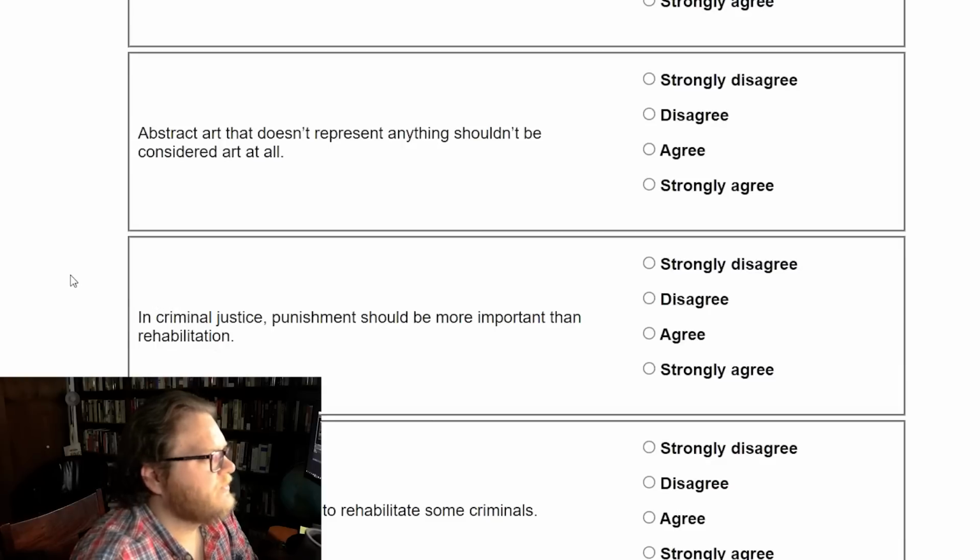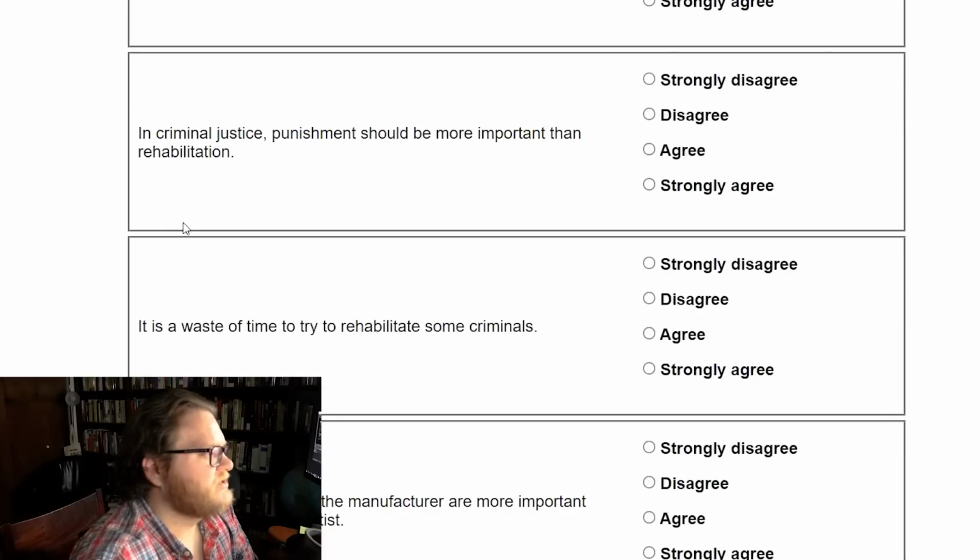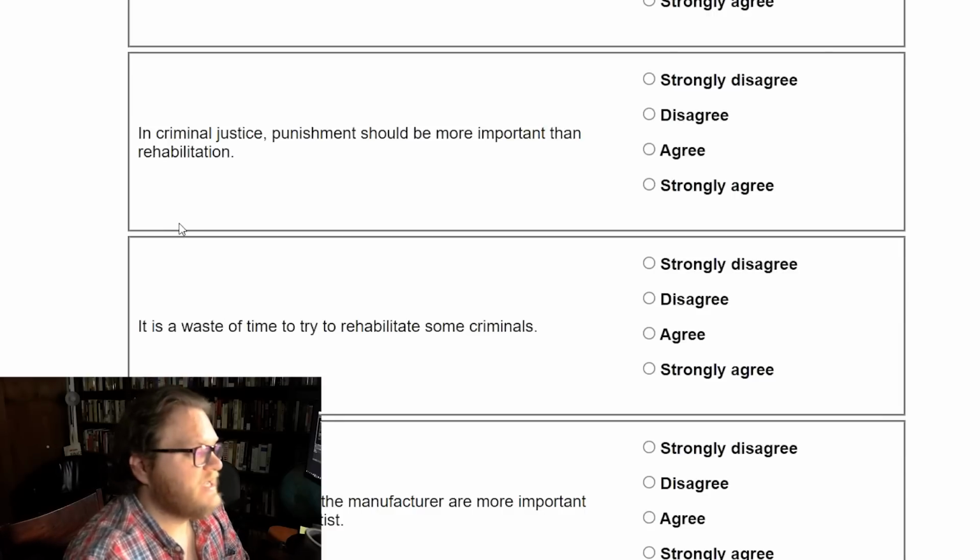Abstract art that doesn't represent anything shouldn't be considered art at all. Mildly agree. I used to be a lot harsher on abstract or modern art, but now I've just come to stop caring about it. In criminal justice, punishment should be more important than rehabilitation.